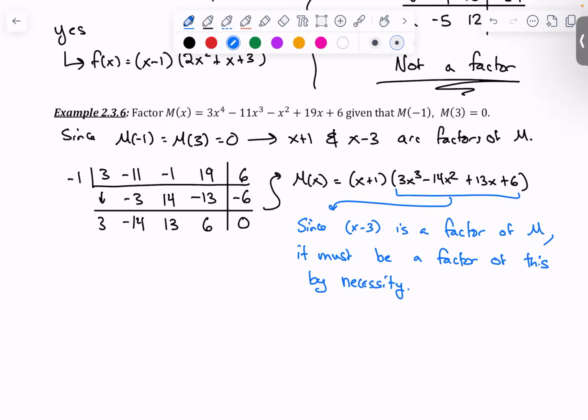Anyways, why is that true? Why am I saying that's true by necessity?